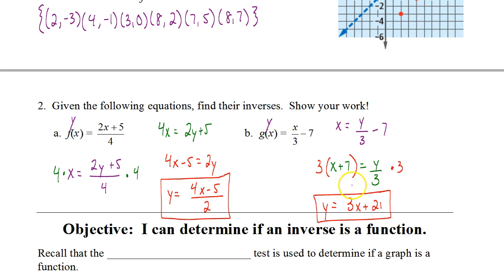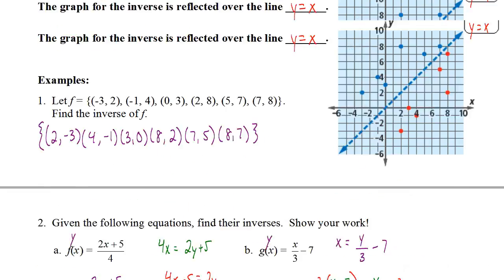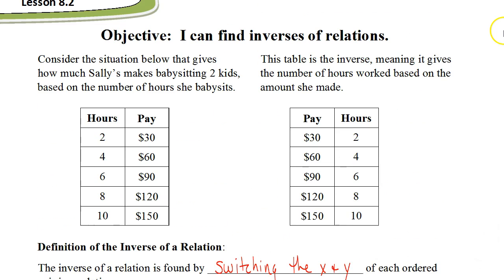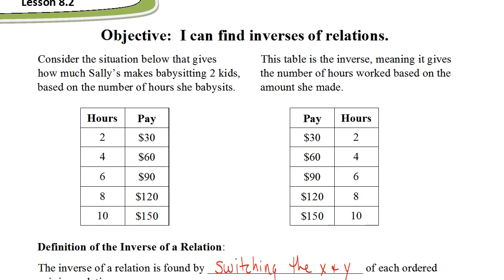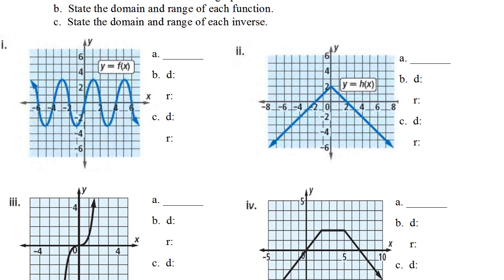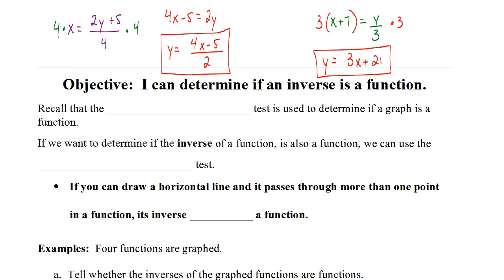Well, as far as our objective for this first lesson, that would be it. So remember, the objective for this lesson was to make sure that you can find inverses of relations. So that is it for this one. In the next video, we're going to be looking at the next objective, and the next objective would be that you'd be able to determine if an inverse is a function. So go ahead and make sure you watch that next video for this section.